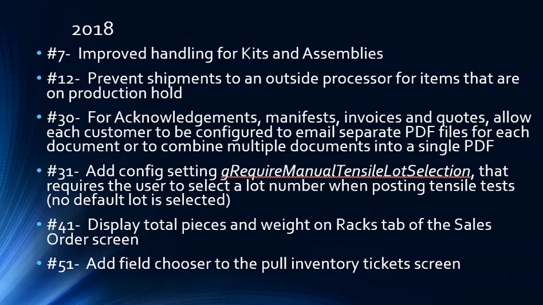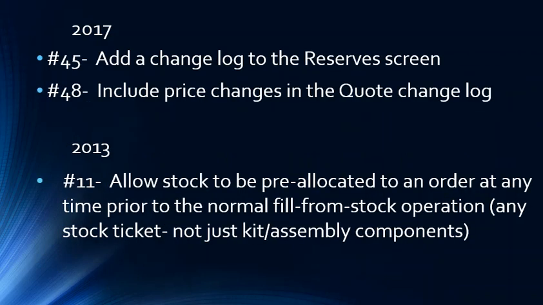Wish list number 41, display total pieces and weights on racks tab of the sales order screen, so you can easily see the total pieces and weight of material in racks. Wish list number 51, add the field chooser to the pool inventory ticket screen. And then we even go back further to 2017. We have wish list number 45 was to add a change log to the reserve screen. Wish list number 48 include price changes in the quote change log.